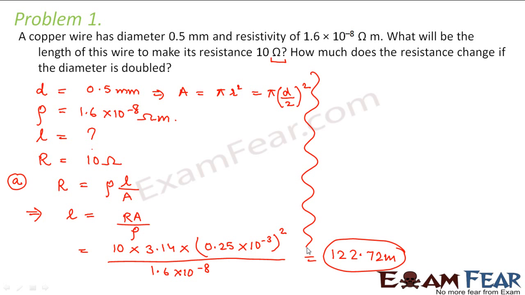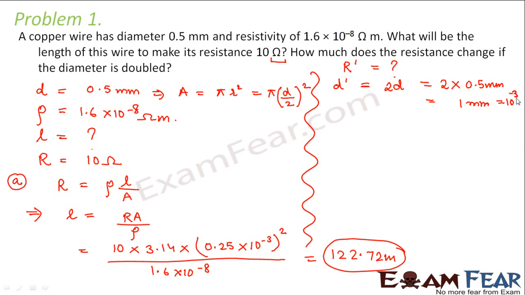The second part asks how much does the resistance change if the diameter is doubled. So we have to calculate the new resistance. So let us suppose the new resistance is R dash. We have to calculate the new resistance when it is told that the new diameter is double the earlier diameter. So D dash becomes equal to 2D. That is equal to 2 into the initial diameter, which was 0.5 millimeter. So that is equal to 1 millimeter, which can be written as 10 to the power minus 3 meters. So this is my new diameter.